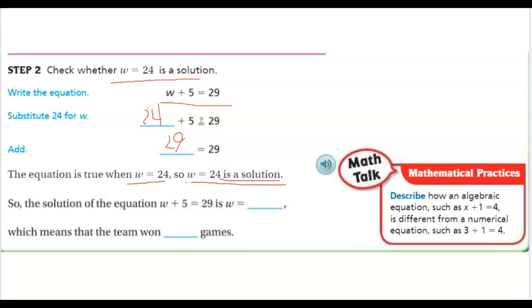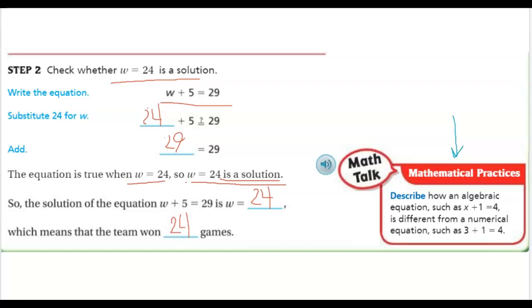And yes, it is as straightforward as you're thinking. We go through these steps as some practice for algebraic work you'll do next year. So the solution of the equation W plus 5 equals 29 is 24. And now we want to interpret that, which means that the team won 24 games.